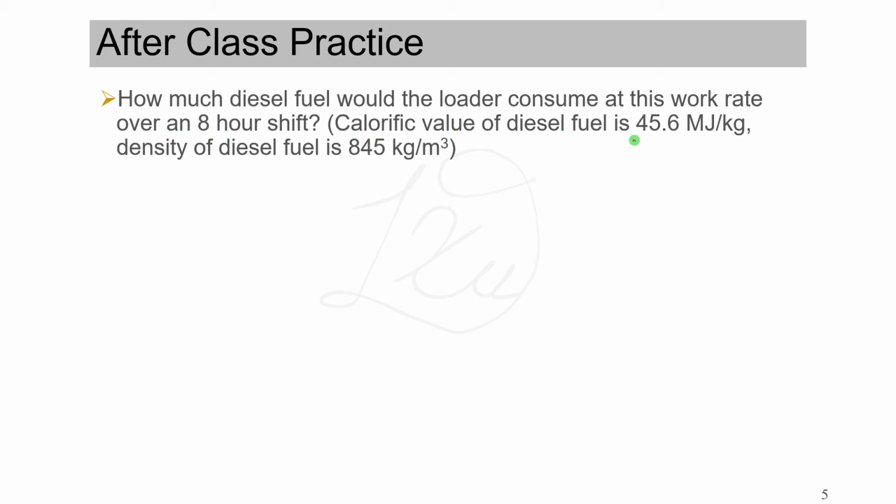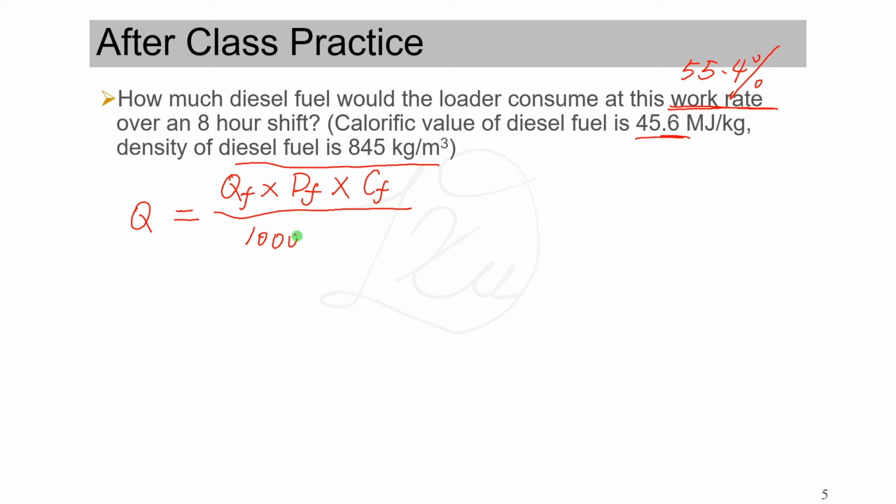Next question. How much diesel fuel would the loader consume at this work rate over an 8-hour shift? The calorific value of diesel fuel is given, and the density of diesel fuel is also given. The work rate we have calculated, so the average workload is 55.4%. We need the equation that calculates the heat generated from diesel using fuel consumption. So Q equals quantity of fuel times fuel density times calorific value divided by 1000, divided by total operating time.